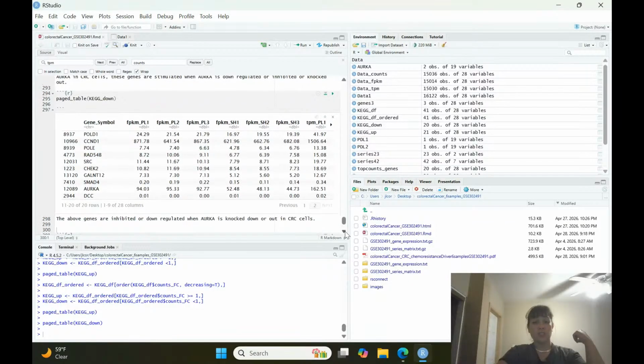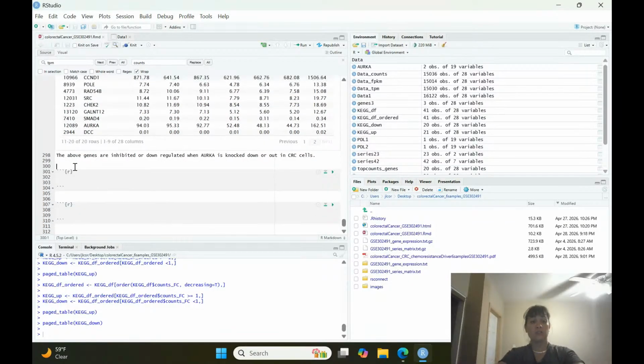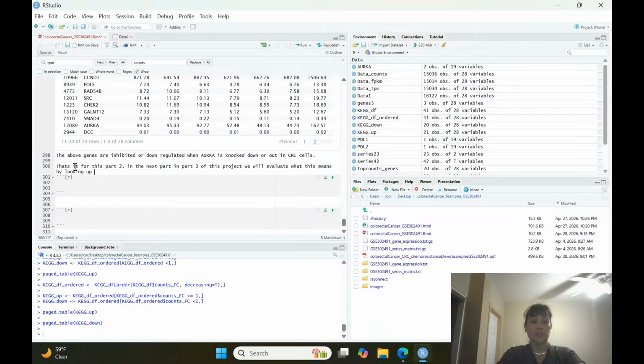Yeah, but all right, that's it for tonight. That's it for this part 2. In the next part, in part 3 of this project, we will evaluate what this means by looking up what each gene does in genecards.org.